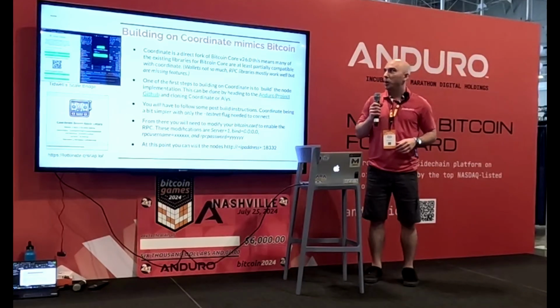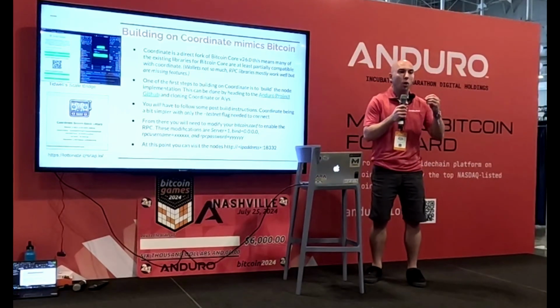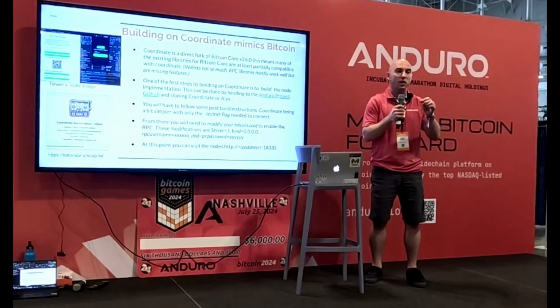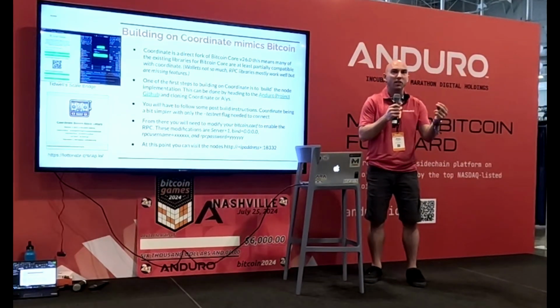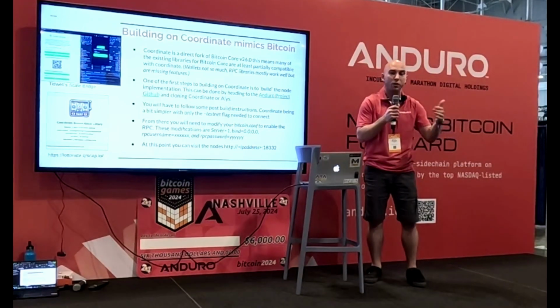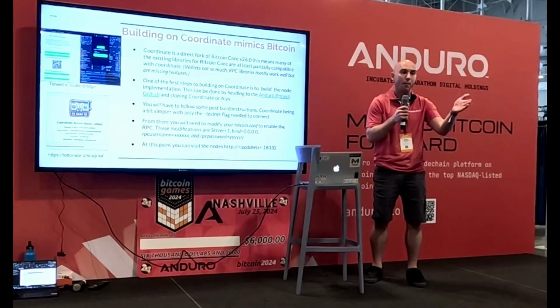Developer. So the main thing about building on Coordinate that's really nice is that it mimics building on Bitcoin incredibly well. Because Coordinate is a direct fork of Bitcoin Core 0.26, most RPC calls are completely compatible. The systemd file I just mentioned, to get it running as a service, is literally the exact same file, just a different daemon name.